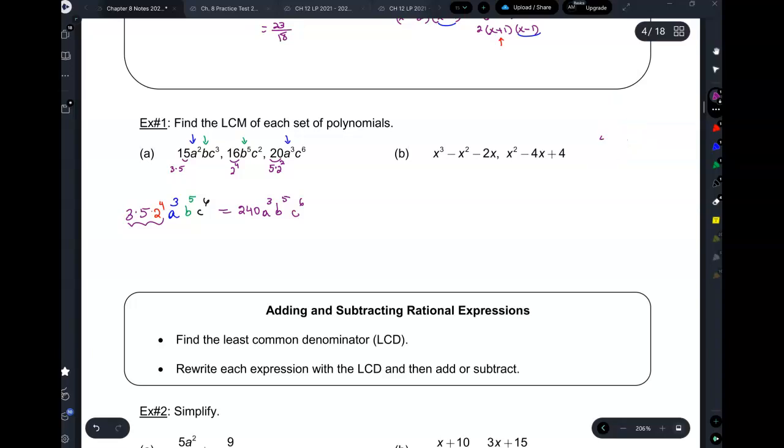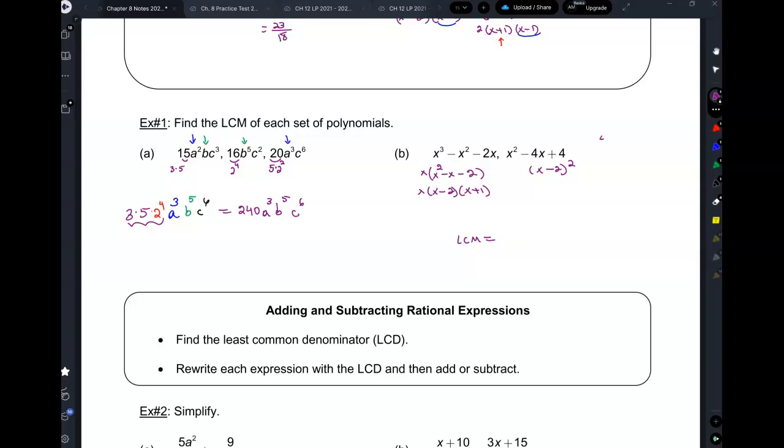Here, we need to factor this one. So you get x times (x squared minus x minus 2). And when you factor some more, you get (x minus 2)(x plus 1). This one is basically (x minus 2) squared. You see how it's important when you factor to combine and write a quantity squared, because for the LCD, or the LCM, they're the same. You're going to pick one of every different factor that you have.